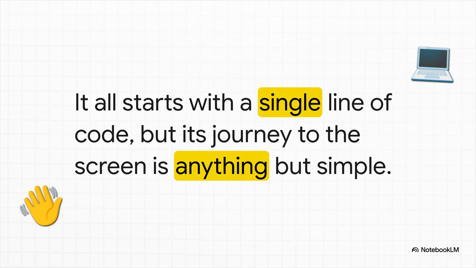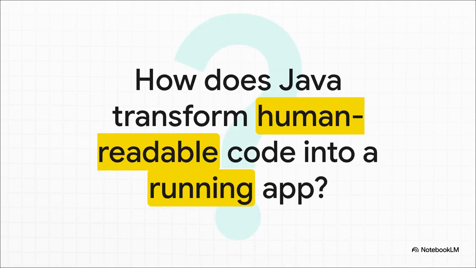Everything starts here, right? With a single line of code. Pretty much every programmer on Earth has typed this exact line. It seems so simple, but the journey it takes from your editor to your screen, well, that's where the real magic is. So, that's the big question for this explainer. How does Java take this simple, human-readable command and turn it into a running application? It's a fascinating story of translation, optimization, and some seriously clever thinking.